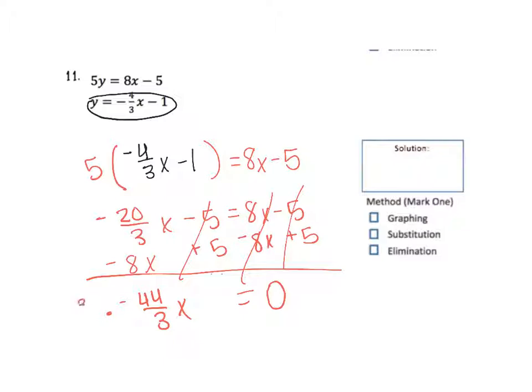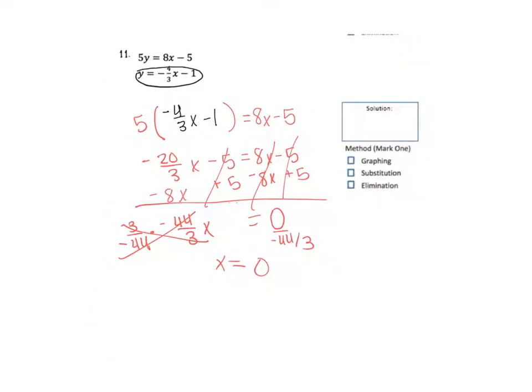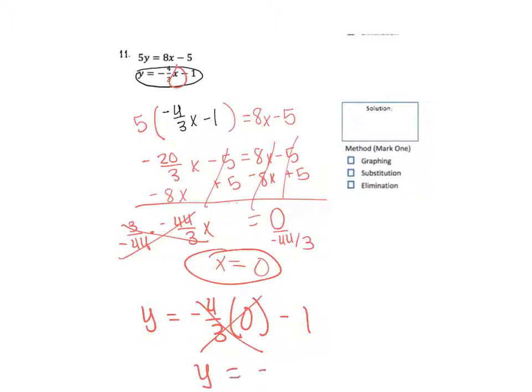So if I times by 3 over negative 44, those will cancel. Or if I just divide by a negative 44 over 3, I just know that x is going to be equal to 0. Then I'm going to take that and plug it into the second equation because it's already solved for y by itself. So I will have y equals negative 4/3 times 0, substituting the x right here for the x up here, minus 1. These will cancel, and it'll be y equals negative 1.